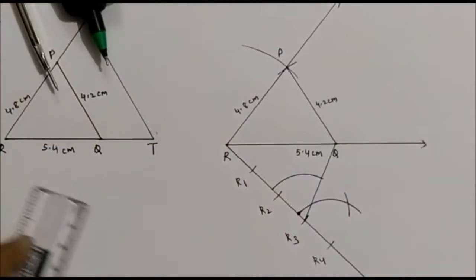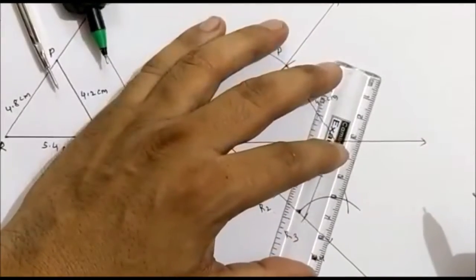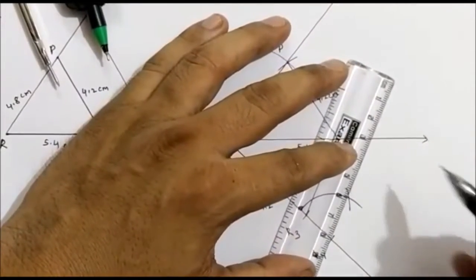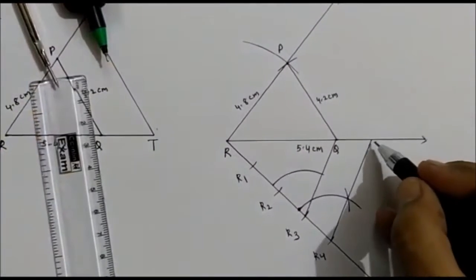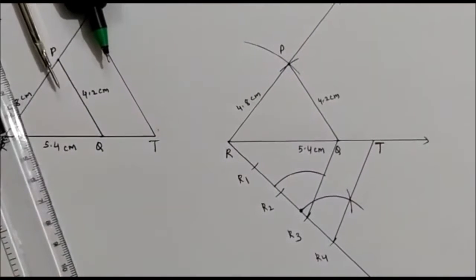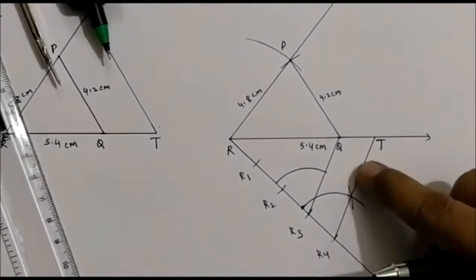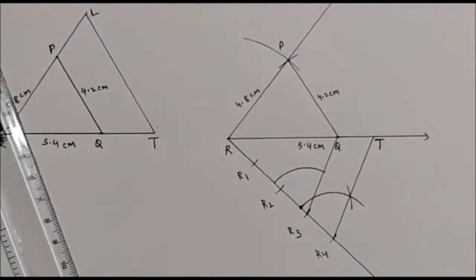Okay, students, and from R4 join with this. Join R4 with this, so you are going to get a parallel line. See, this line is parallel. Now this point we are going to mark as point T. This is point T now. So this is parallel to this. This is point T.